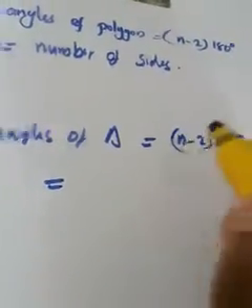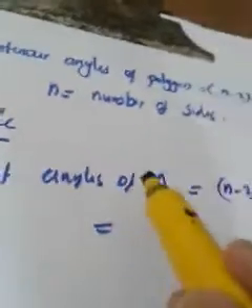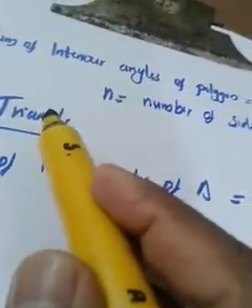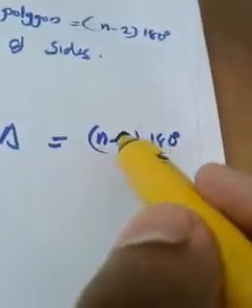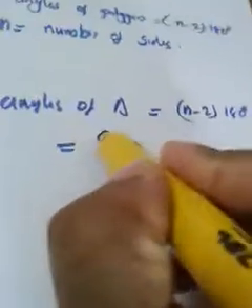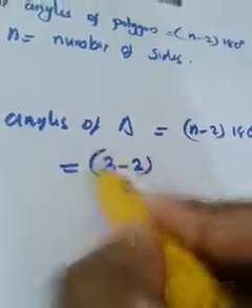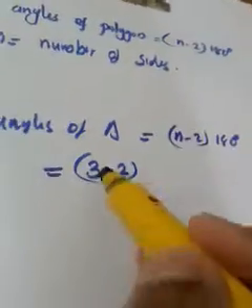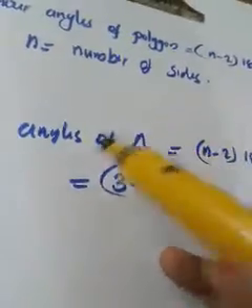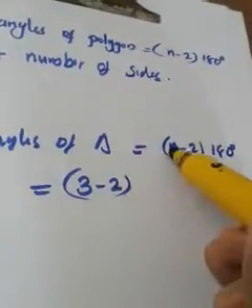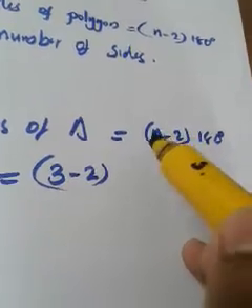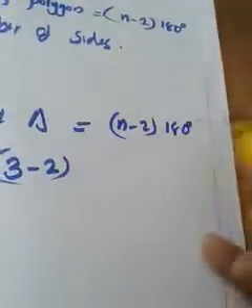N is nothing but the number of sides. How many sides are there in the case of a triangle? 3 sides are there, no? So replace n as 3. So here it is 3 minus 2, n minus 2 into 180 degree. Since the number of sides of the triangle is 3, we can replace n by 3.